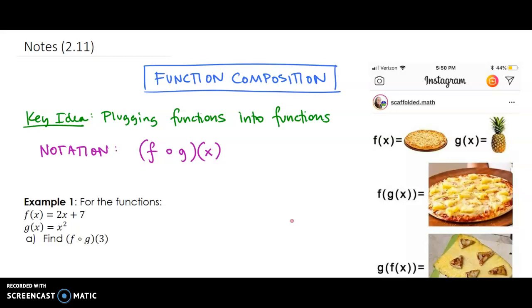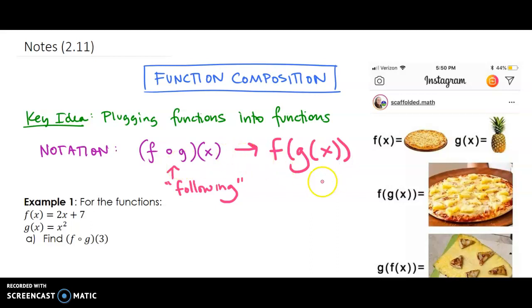The first way is written down for us here, f, and there's a little circle, g, and then x. How we say this is f following g of x. So f following. And you will see that plenty. Of course, there is another notation that we use, and it is f of g of x. So f of g of x. And it's literally the same thing. Both of these notations mean the literal exact same thing.